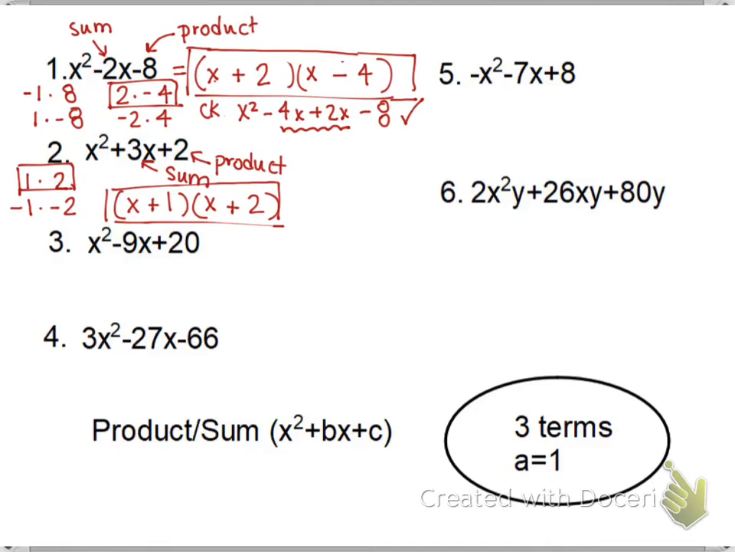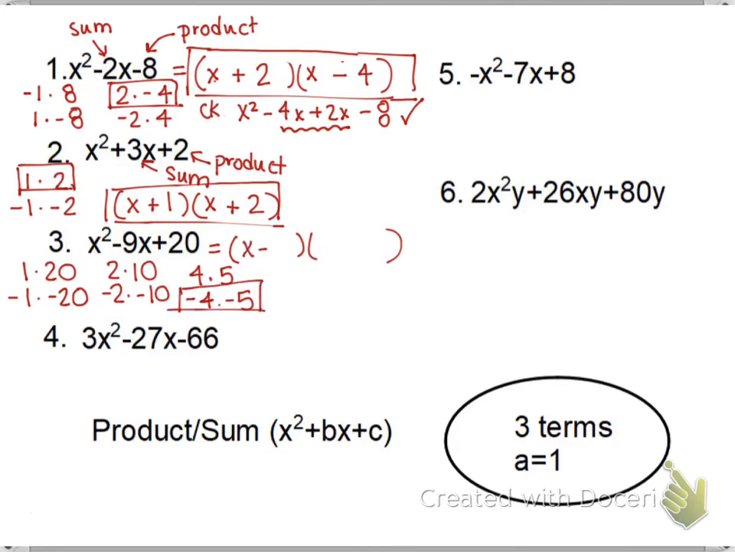Okay, next, again, we have a quadratic trinomial. So we have 3 terms, and the first one is an x squared. The first thing we look for always is a greatest common factor. These don't have anything in common, so we're ready to proceed. So we need 2 numbers that give us a product of 20. Writing out everything that multiplies to a positive 20: 1 times 20, or 2 times 10, or 4 times 5. So we need a product of 20, but a sum of negative 9. So it looks like it would have to be this one. x minus 4, x minus 5.